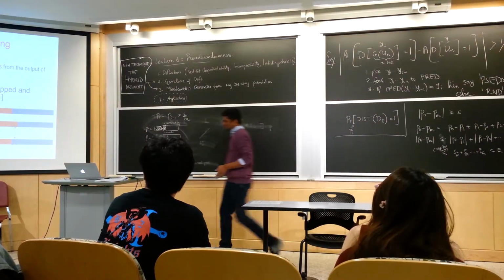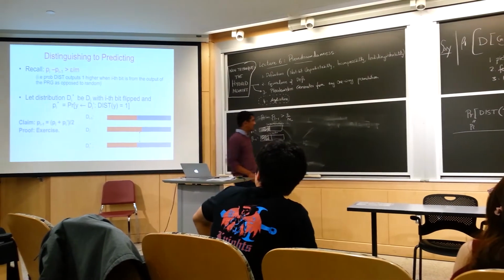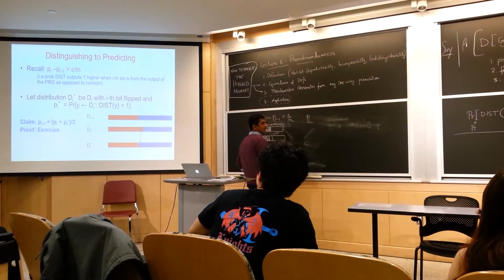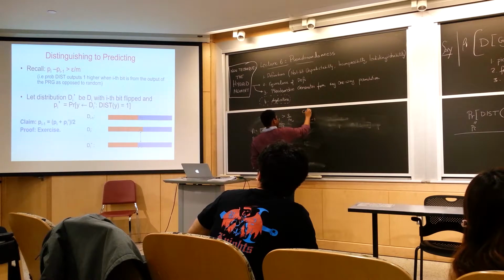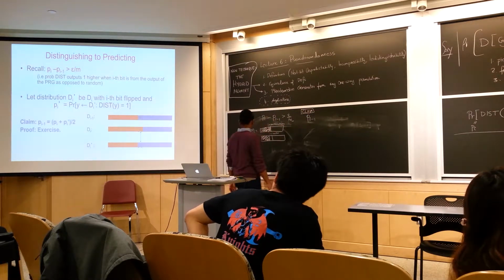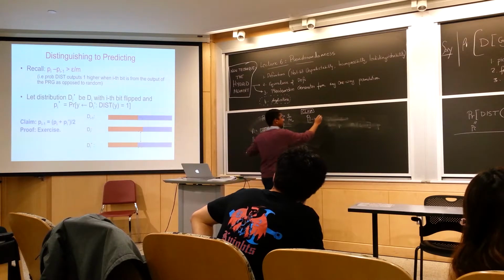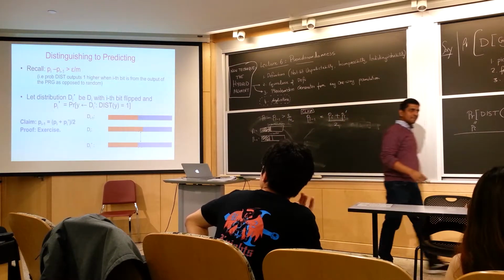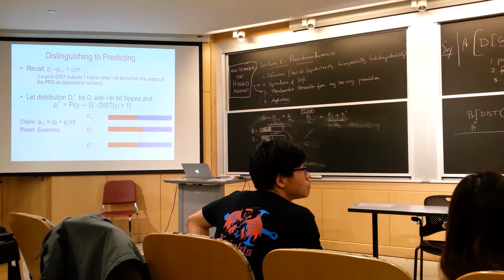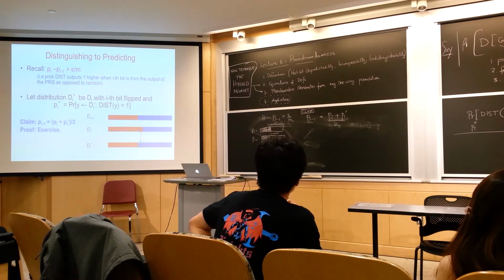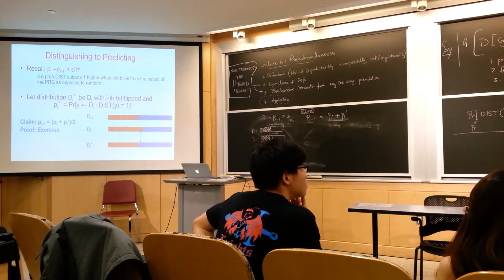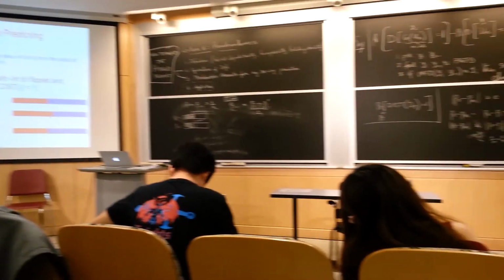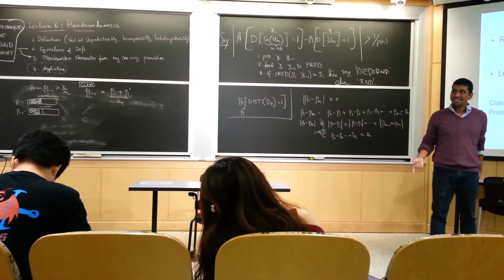Because of the following. I claim that Pi minus 1 is the average of Pi and Pi prime. Does anyone see why? The short explanation: how do you generate a random bit? With probability half, I output yi, whatever is the right bit. With probability half, I output the complement of yi. That is a random bit.